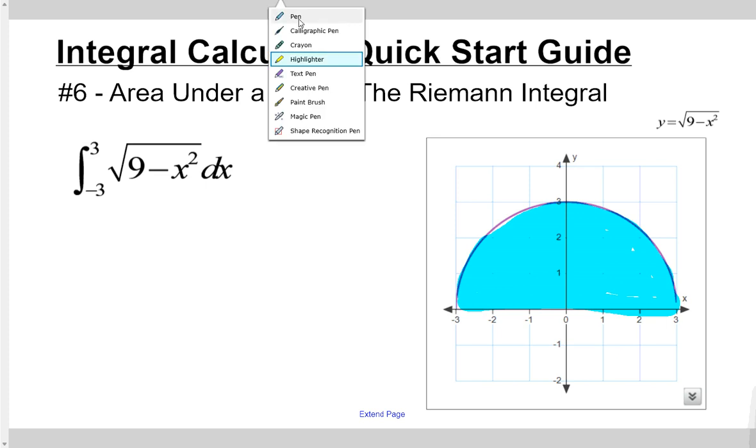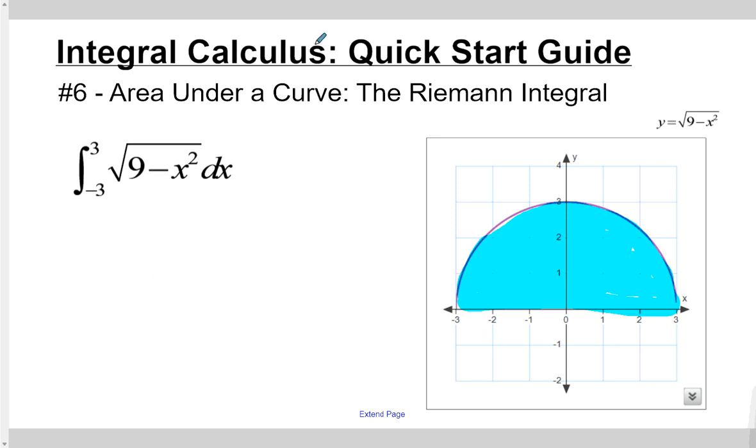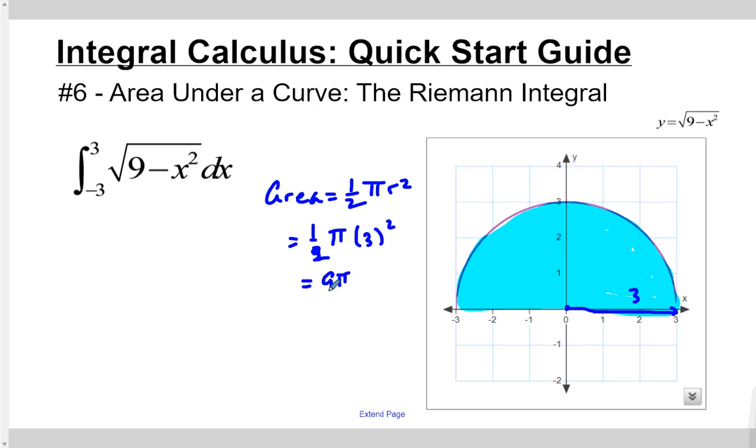Well, we can, in this case, go to some basic geometry, right? Our geometry says that the area of a semicircle would be equal to 1/2 times pi r squared, and the radius in this case is 3. So our area could be said to be equal to one half, that's a better way to spell it, 1/2 times pi times 3 squared, which is to say 9 pi over 2.